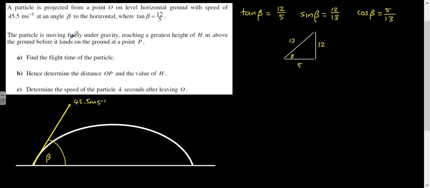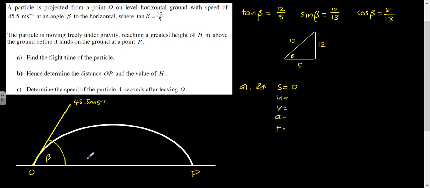So it's moving freely under gravity, reaching a greatest height. Same as before, find the flight time of the particle. Slightly different question this time. So first thing I'm going to do is resolve vertically, which means I'm going to use suvat. And I'm going to interpret the question. The flight time of the particle is the flight time between O and P. One thing I know about between O and P is the vertical displacement is 0, because it's in exactly the same position vertically at P as it was at O. So although it's traveled a distance, its displacement is actually nothing.